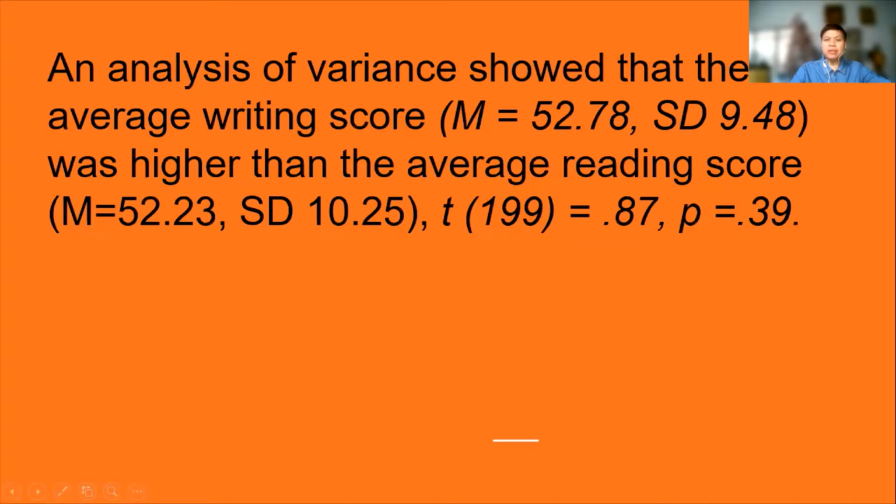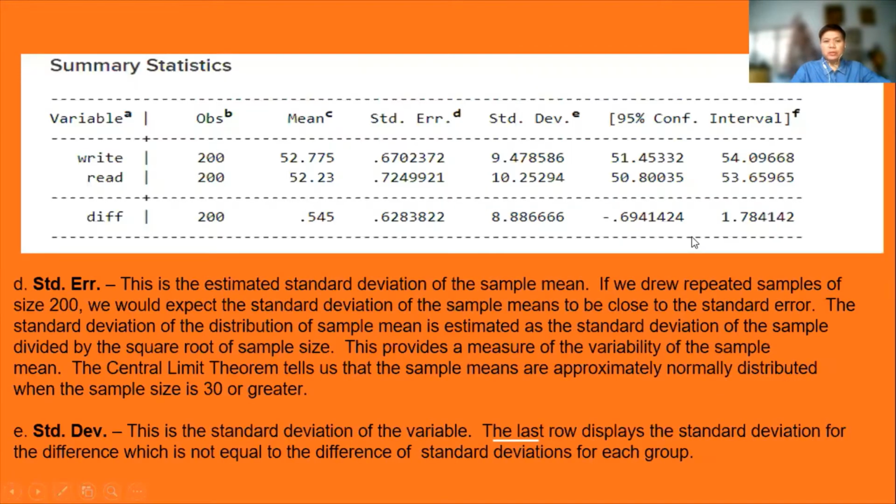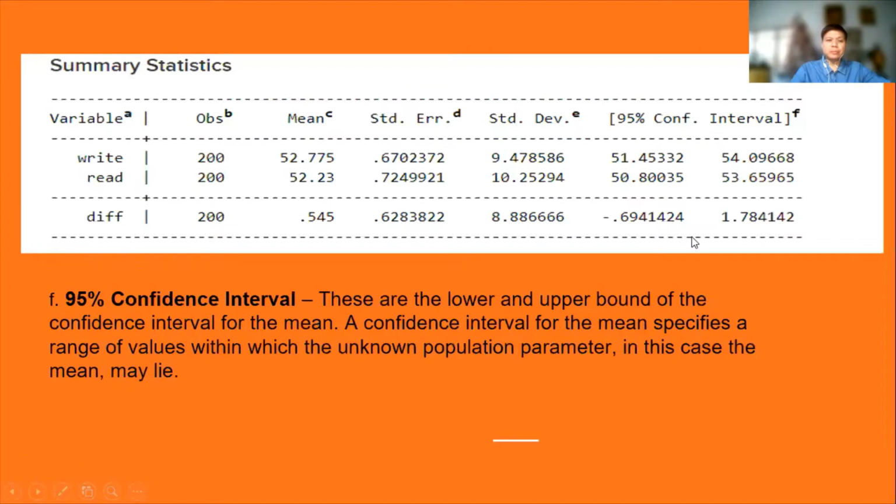It says here, an analysis of variance showed that the average writing score, disclose the mean, disclose the standard deviation, was higher than the average reading score. Disclose the mean, disclose the standard deviation, the p-value, and then the p-value. The p-value tells you that there is no significant difference. And then we go to the last example.